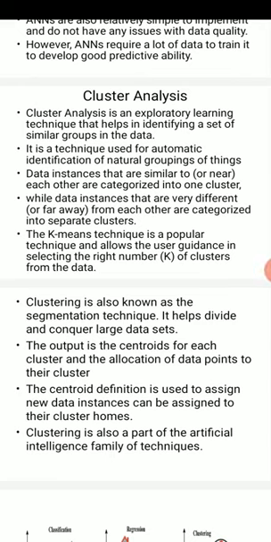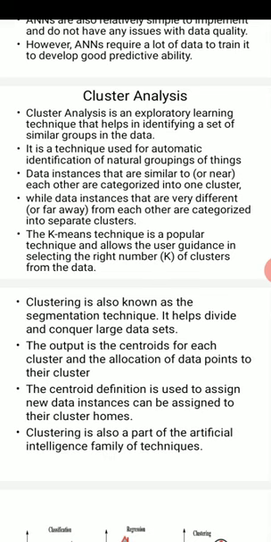So the best example right now is COVID-19, where there are several clusters which are formed, which you might have come across in various news bulletins, right? So one person is affected with COVID-19, then from him how many members are affected, so a cluster is formed. So from one person how many persons are getting infected, so that entire thing becomes one cluster. Similarly, here also it is a cluster. It is a technique used for automatic identification of natural grouping of things.